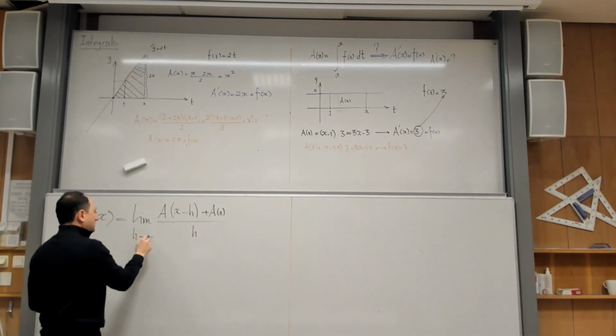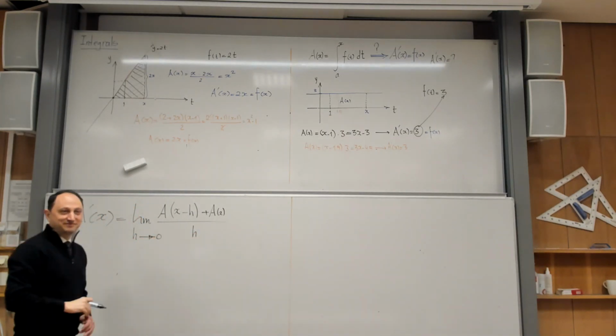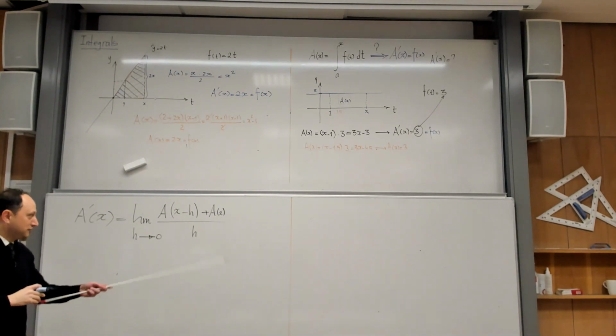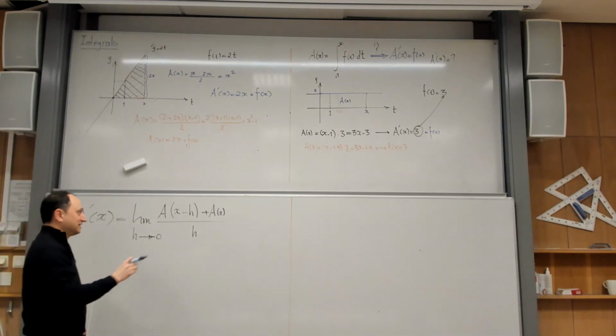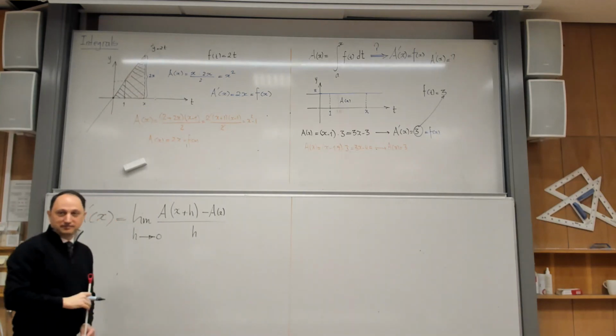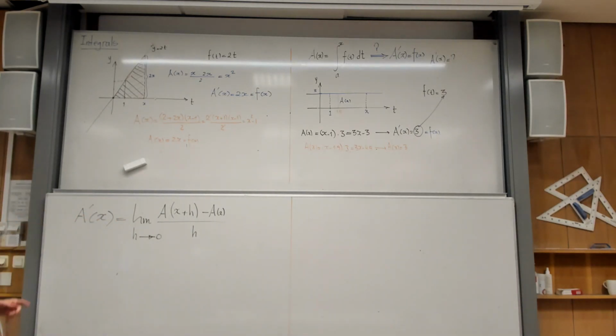So how many of you agree? No? You don't agree. Isn't it supposed to be minus A of x? Oh yeah, this should be minus. Okay, I mixed them up. So this is minus, this is plus. So that is the derivative of this function, whatever this function is.